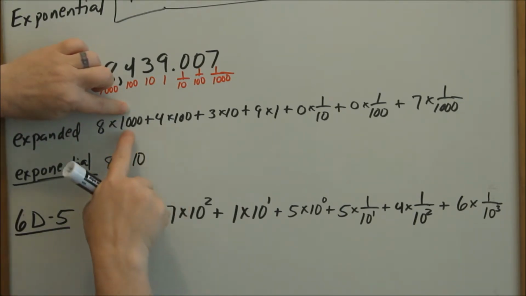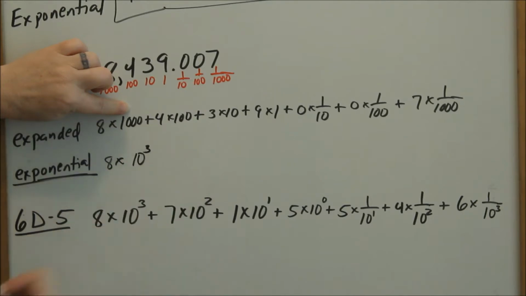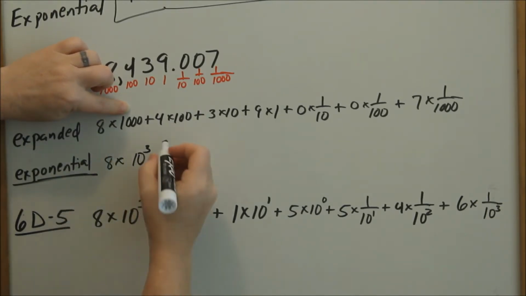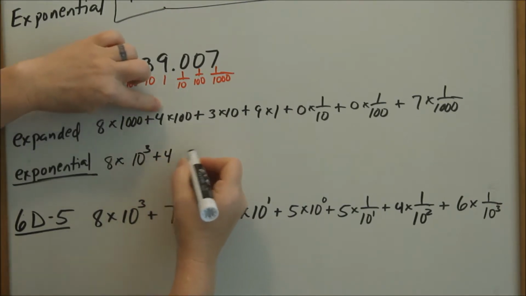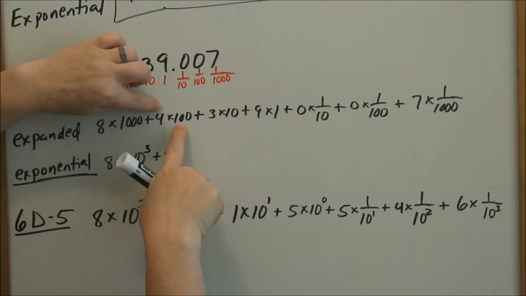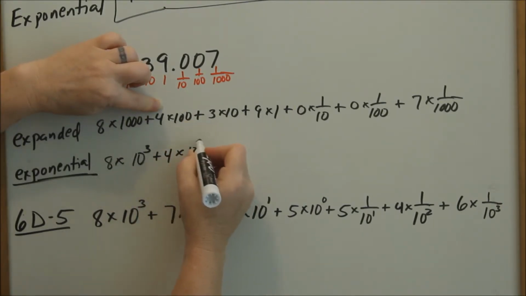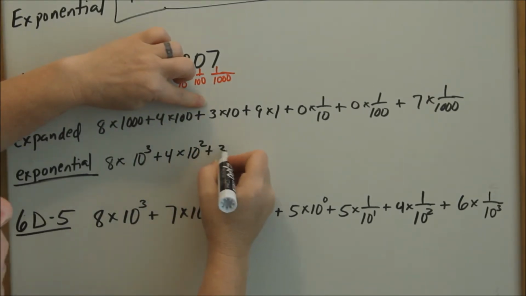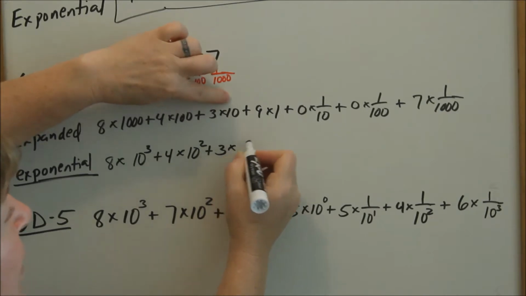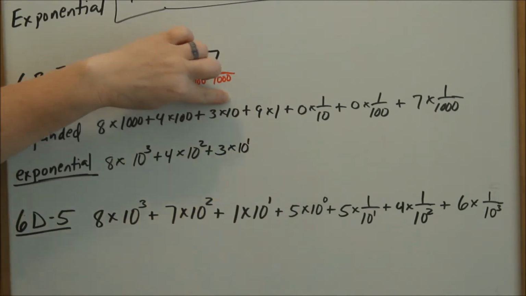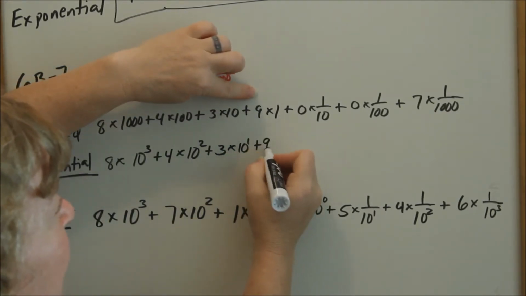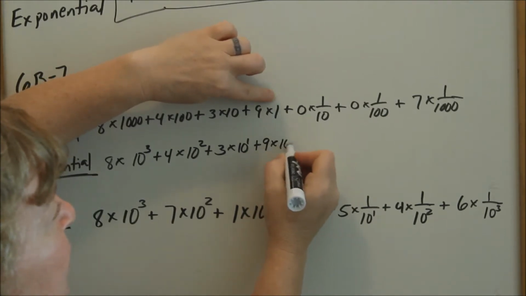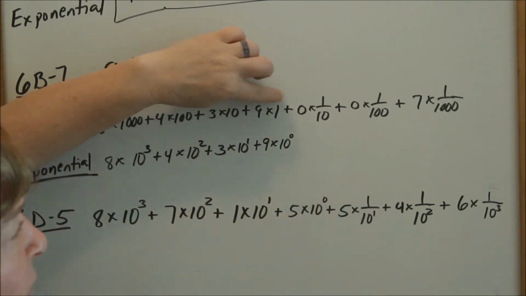10 to the, there are 3 zeros, so you have to have a 3 exponent. 10 cubed, or 10 to the third power, is the same as 1,000. Plus 4 times, put this in 10 to the something power. 10 squared. 2 zeros, 2 is your exponent. Plus 3 times 10, 1 zero, 1 exponent. Plus 9 times, no zeros, so 0 exponent.